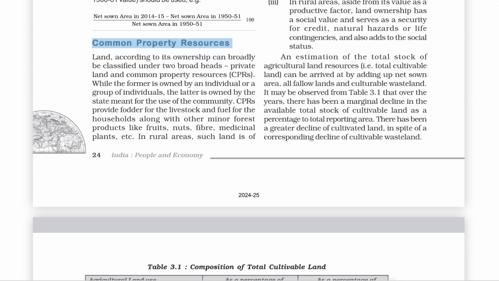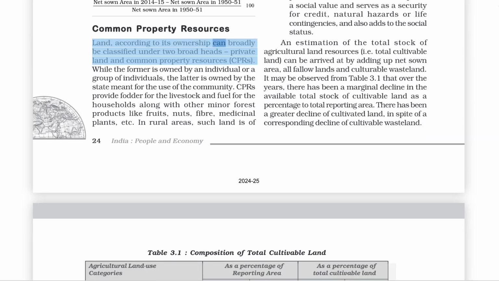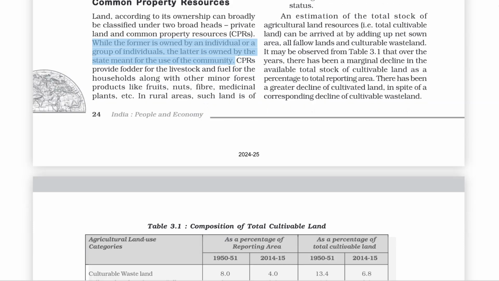Common property resources. Land, according to its ownership, can broadly be classified under 2 broad heads, private land and common property resources, CPRs. While the former is owned by an individual or a group of individuals, the latter is owned by the state meant for the use of the community.